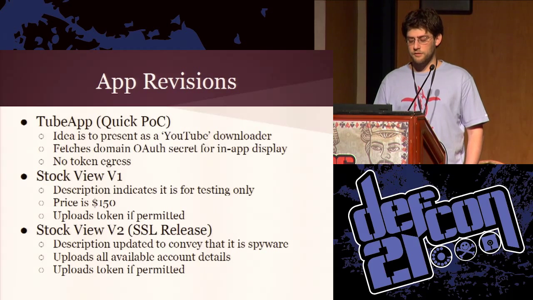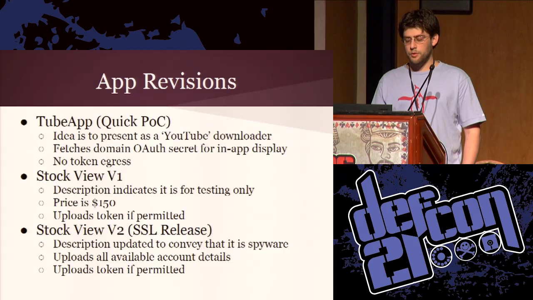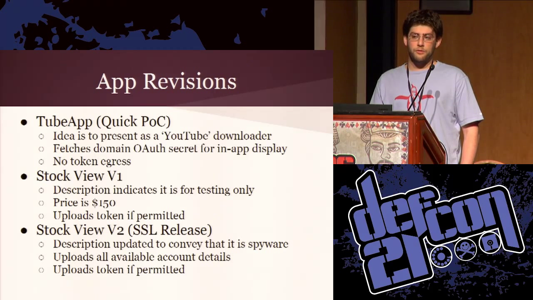But then my next step was to make the stock viewer application. So with this, I did post it onto Google Play. I gave it a very vague description saying that it's a testing application that shouldn't be installed, and priced it at $150 to avoid inadvertent or curious downloaders. And for this first revision of StockView, all it would do is ask you for permission to access your WebLogin token. If it's granted, it's going to request 2 tokens. One of them is going to be used to launch the browser and show you your stock view feed, and the other one is silently posted to my web server.